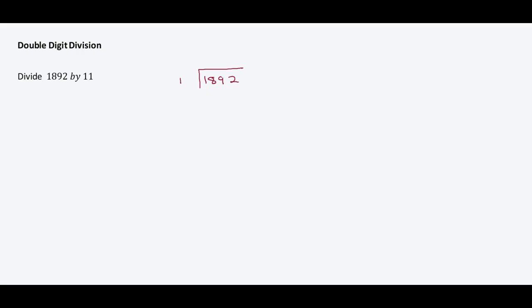1892 divided by 11. So 1 divided by 11, that's not going to work. So we now have 18 divided by 11, we have 1. 1 times 11, we have 11. 18 minus 11, 7. Now we bring down a 9. 79 divided by 11, that's going to happen 7 times. 7 times 11, we have 77. We subtract and we have a 2. Then we have to bring down another 2.